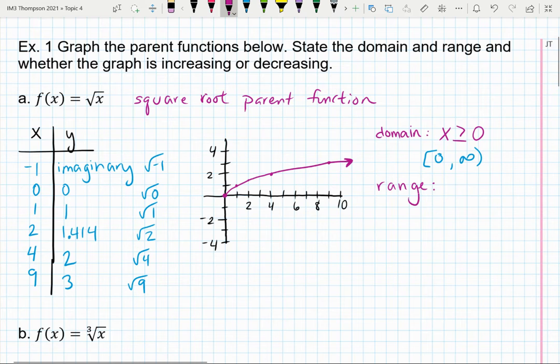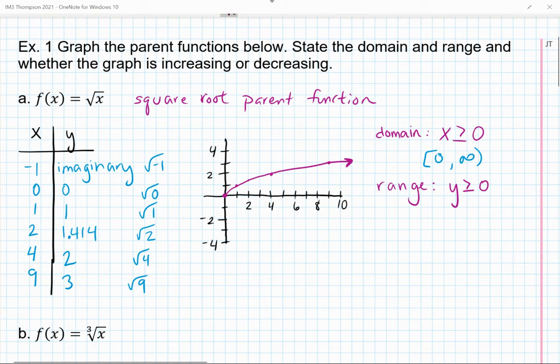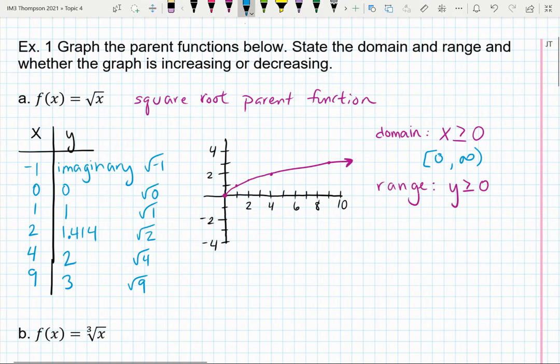Now for the parent function, the range, when I look down to the negative, does not continue down. It actually just starts at the origin, but it does go up. Now it goes up slowly, but it does continue to increase. So my range is also going to be y greater than or equal to 0. But when we're talking range, make sure you've got a y in there. If you wanted to write it in interval notation, it would again be from 0 to infinity.